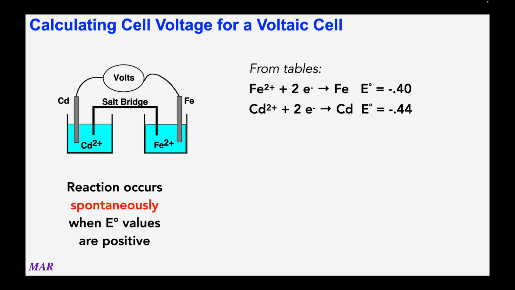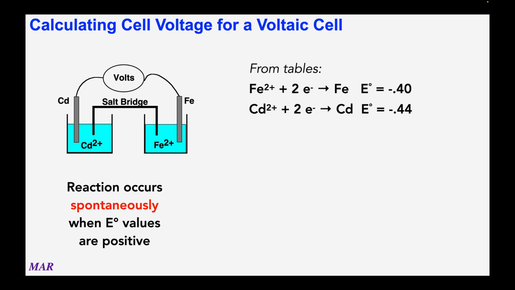So in cell potential tables, you can look up these values. Iron 2 plus going to iron, minus 0.40 volts. Cadmium 2 plus going to cadmium, minus 0.44 volts. Now remember, we want the overall cell potential to be positive if it's going to be spontaneous, i.e. if it's going to happen when we put the cell potentials together. So as you can see right now, they're both listed as reductions, electrons are reactants. One of them has to be listed as an oxidation, where electrons are products.